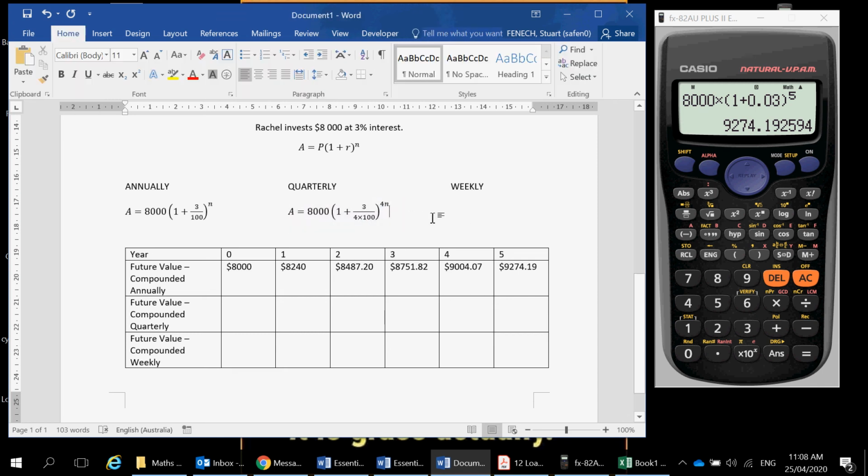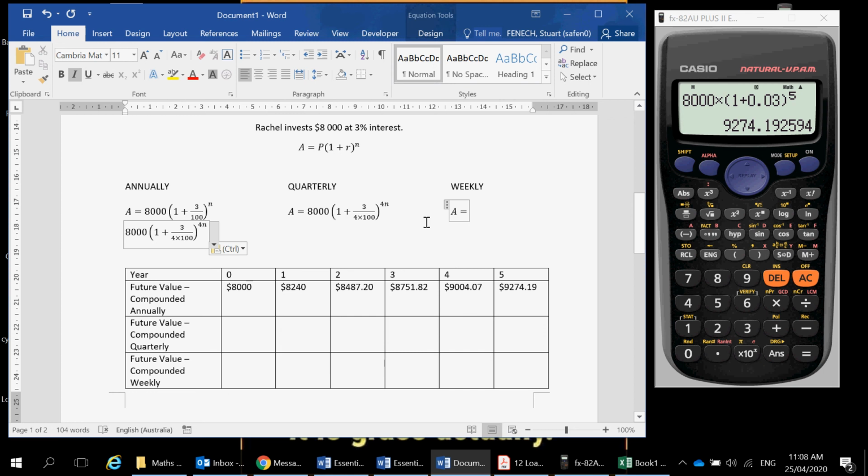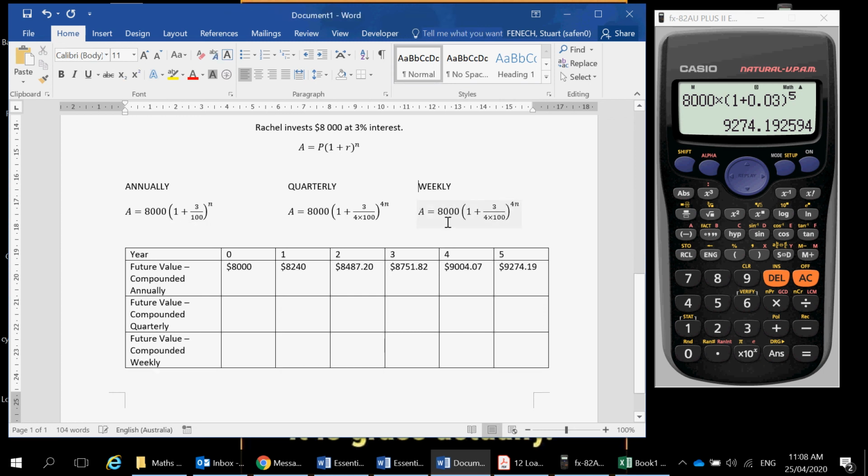Weekly, it's going to be a similar pattern. In the case of weekly, we divide the interest rate by 52 because we want the interest rate to be just for 1 week. While here, the time periods have to be number of weeks, so we can multiply the year by 52 to get the number of time periods.